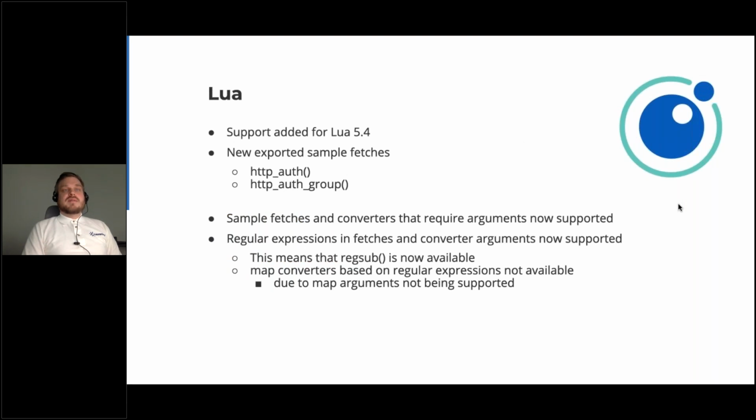Support for Lua 5.4 was added. This release also exports the sample fetches HTTP auth and HTTP auth group. You can also use regular expressions in fetches and converter arguments. And this means that the regsub converter is available. However, keep in mind, map converters based on regular expressions are not available because the map arguments are currently not supported. Also, with this release, sample fetches and converters that require arguments are now supported as well.